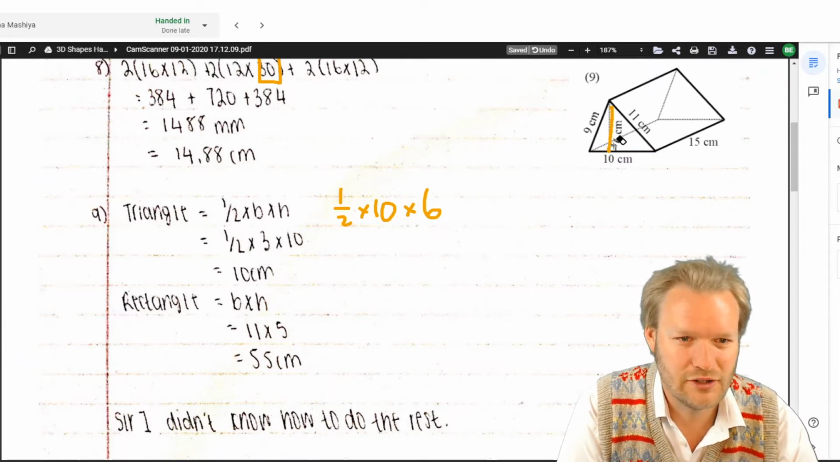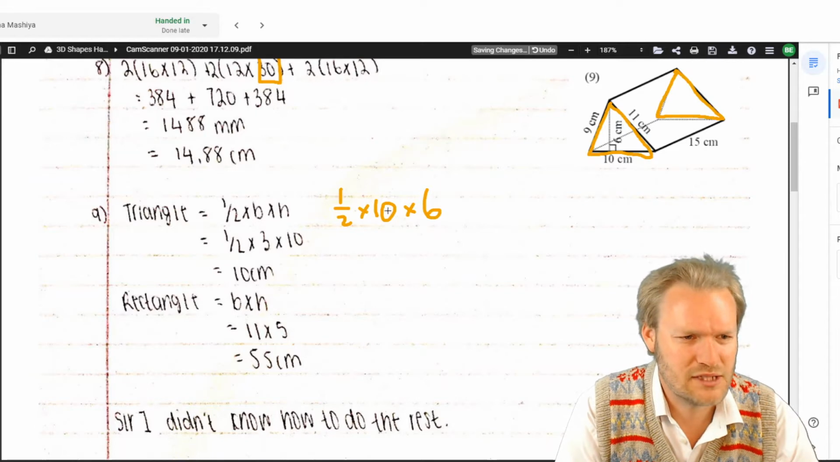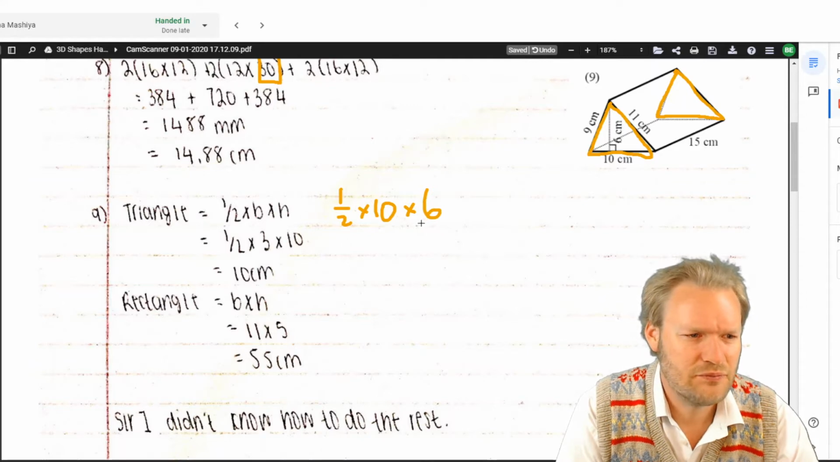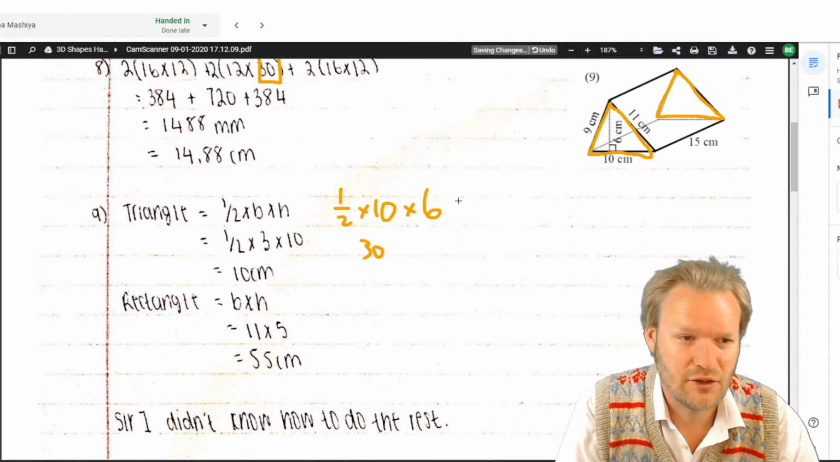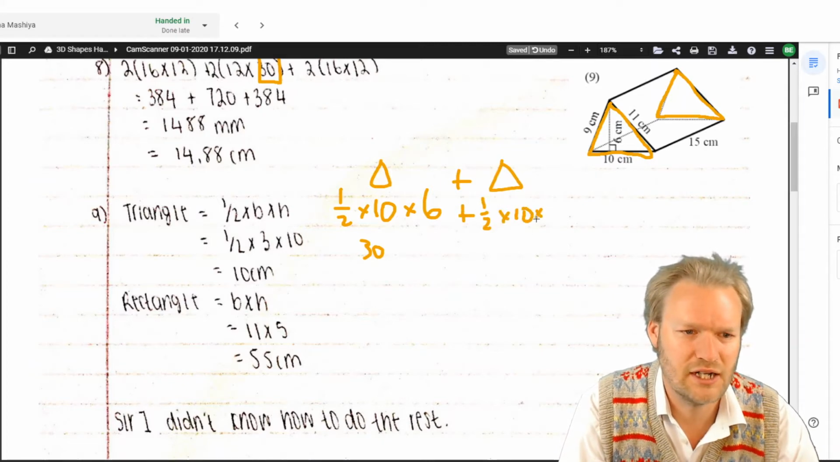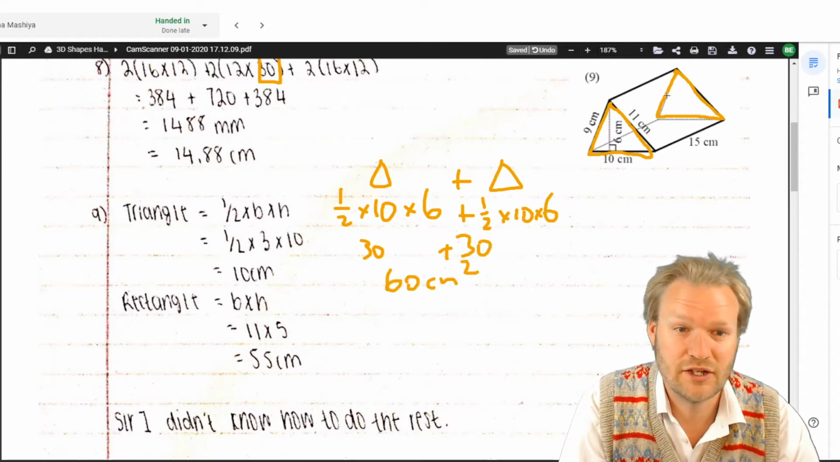Cool, so that's that part, right? So there's your triangle. Let's keep this consistent and go. So there's one, okay? And then there's another triangle on the other side, right? So you're going to do that and you're going to get half times 10. What's that, about 5 or so? 5 times 6, 30. And so that's 30 centimeters squared. And then you've got another one of those. So you've got a triangle plus another triangle. Well, that triangle looks the same. So half times 10 times 6. So that's going to be the same plus another 30. So you got 60 centimeters squared from the triangles.